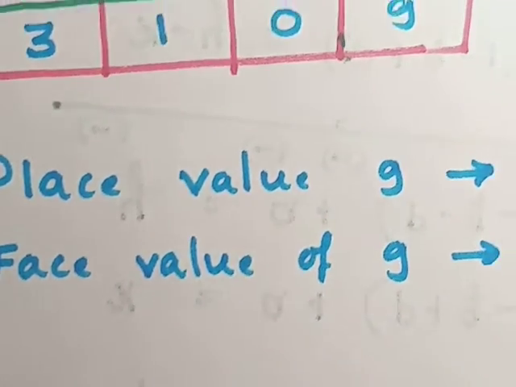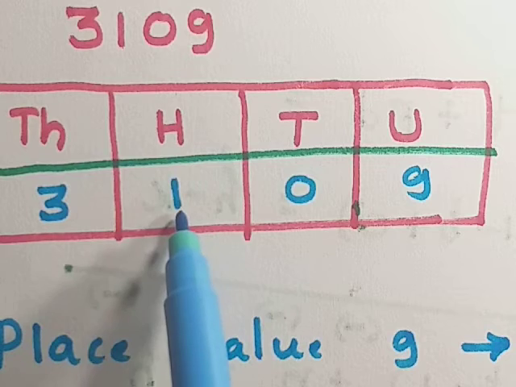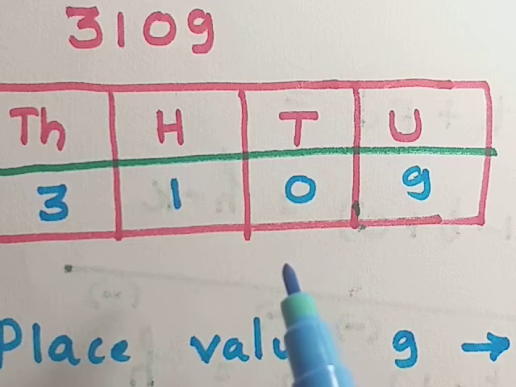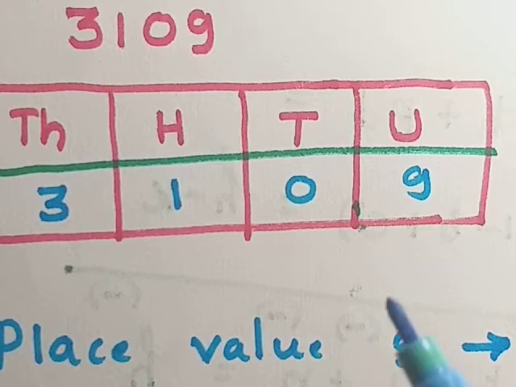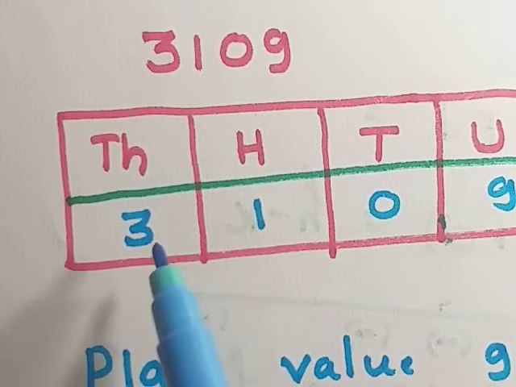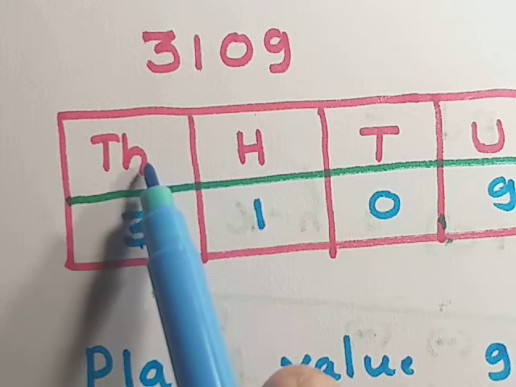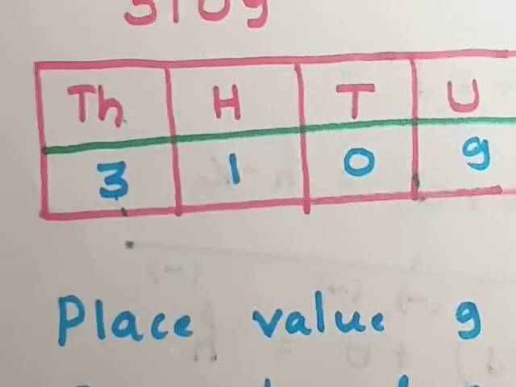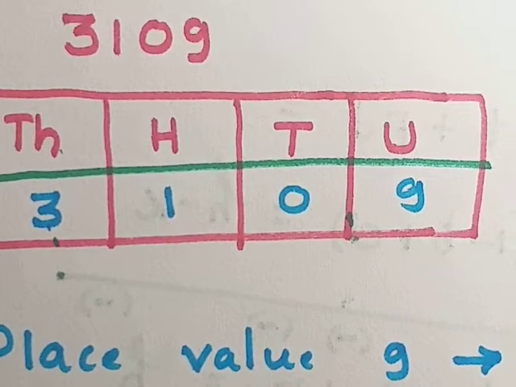Similarly, we will take 1. It is this. Its place value is 100, whereas the face value is 100. Similarly, the place value of 3 is 1000, whereas its face value is 3 into 1000, that is 3000. This is how you understand this entire concept. Right? Taking this into account, let us now go to our worksheets.